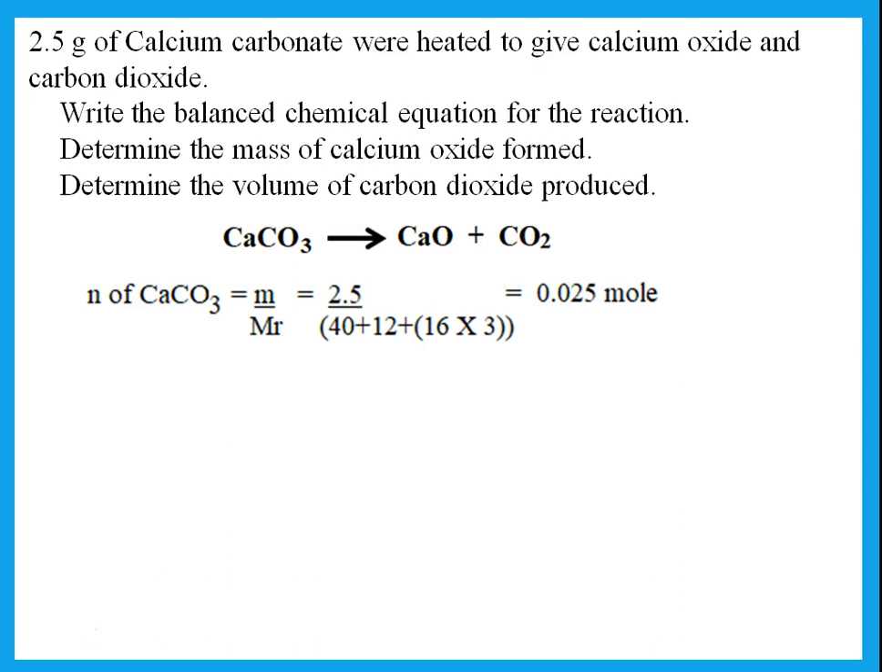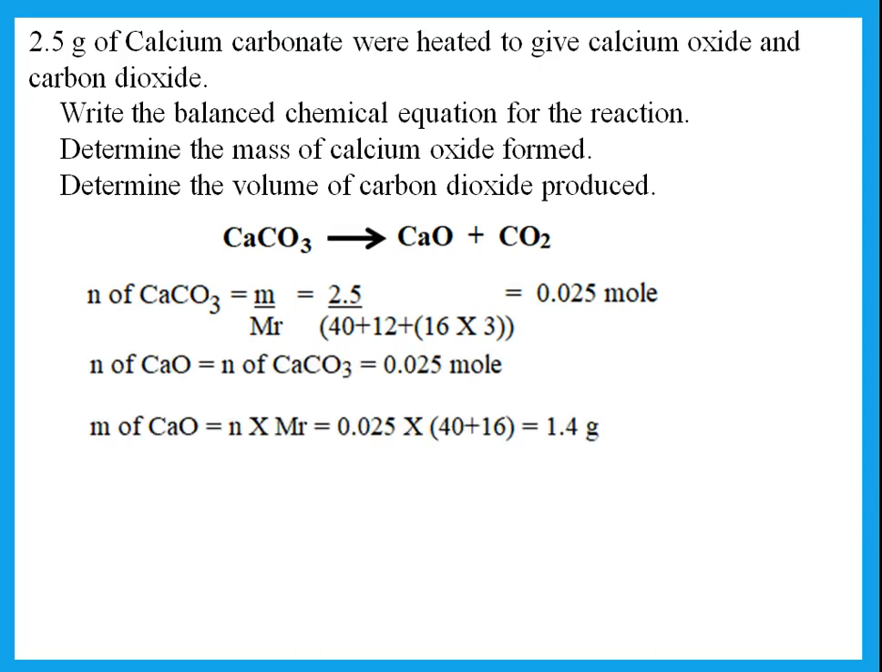So I look at the equation and I relate this number of moles. Now, what does the equation tell me? The equation says if I have 1 mole of calcium carbonate, I will have the same number of moles in calcium oxide. So the number of moles of calcium oxide should be the same as that of calcium carbonate. So that's 0.025 mole.